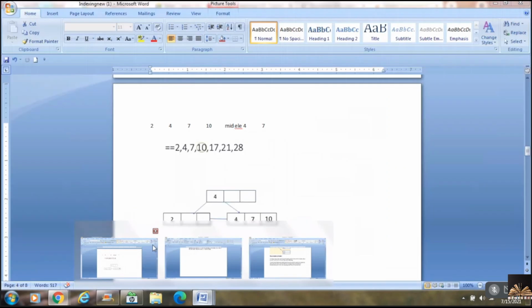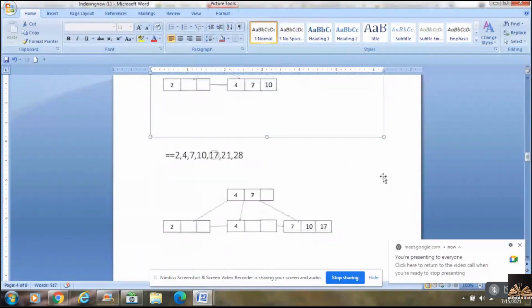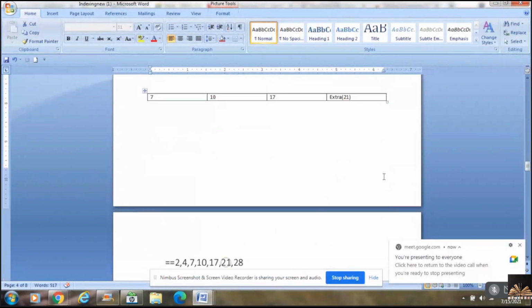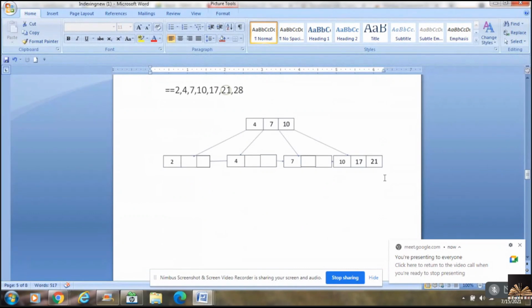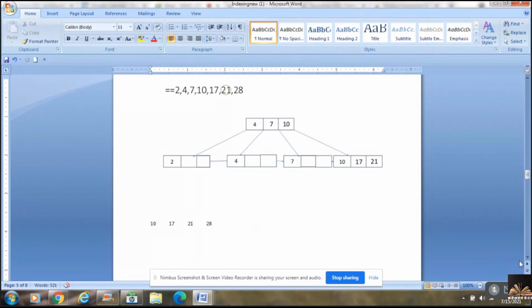Now, at the last level, when I try to insert 28, how does the actual image look? This is until I have inserted 21. Now what do I have to do? I have to insert 28 after 10, 17, 21. Everything is sorted, not an issue over here: 10, 17, 21, 28.